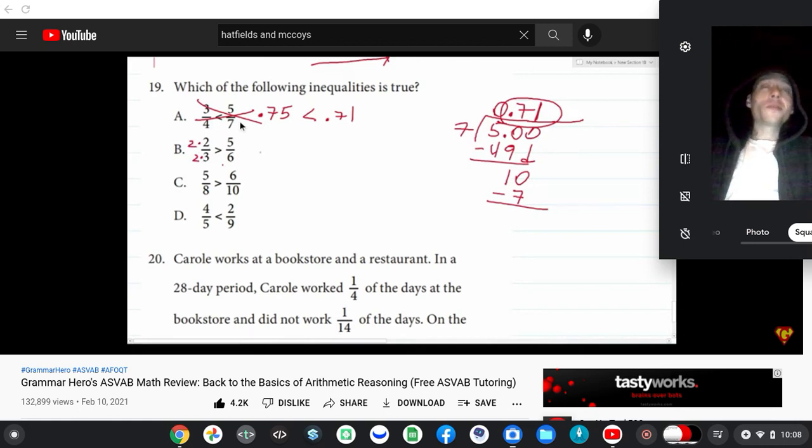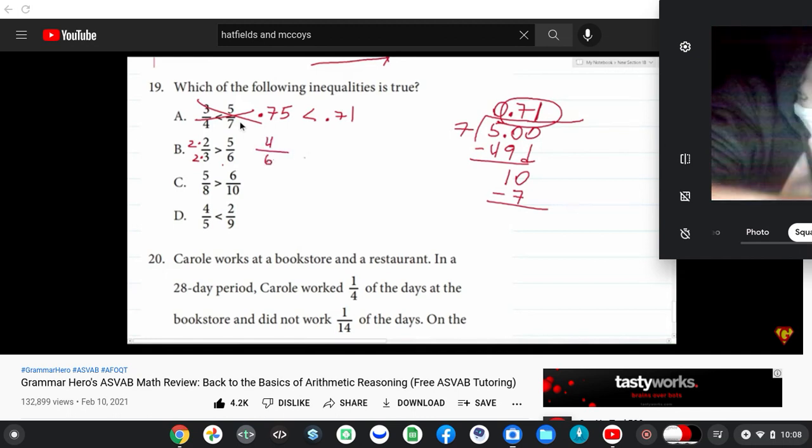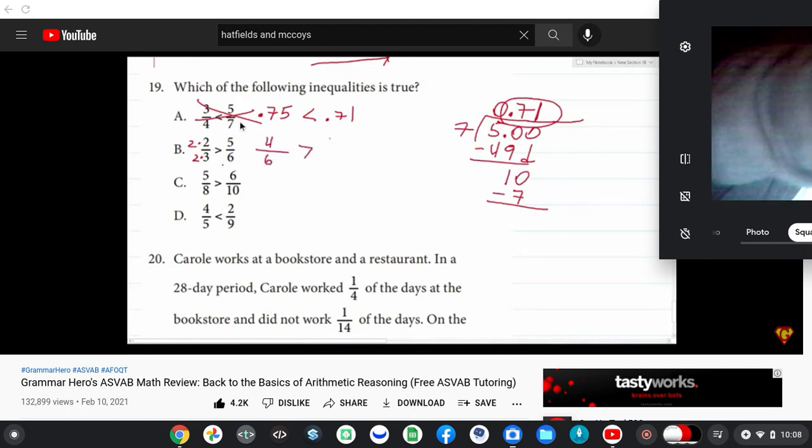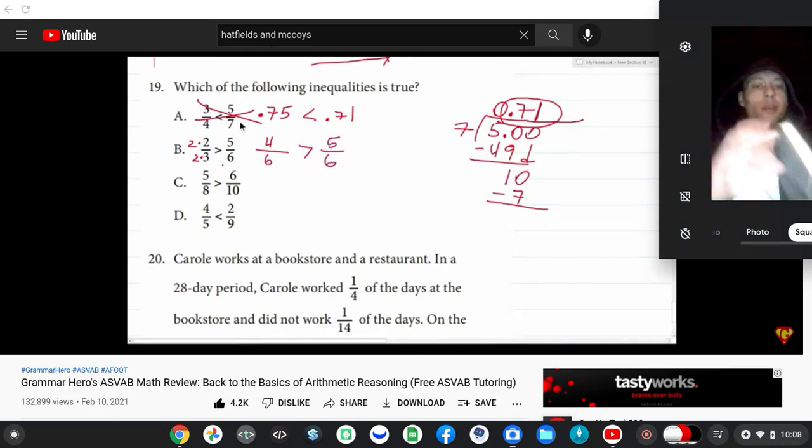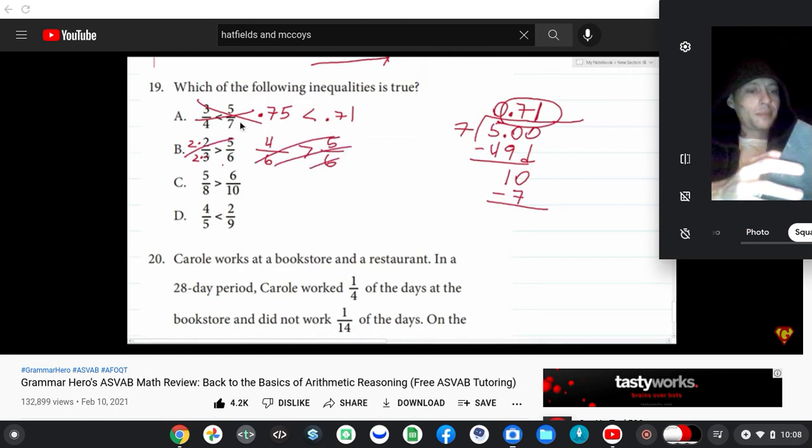I know that these are questions on these tests. 2 times 3 is 6, so 2/3 is 4/6. Is 4/6 greater than 5/6? This one's not true. Take a look at this one.